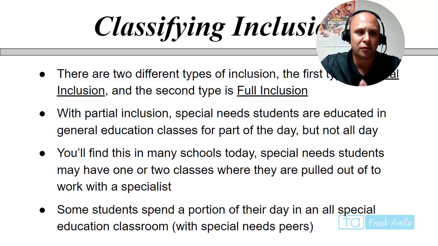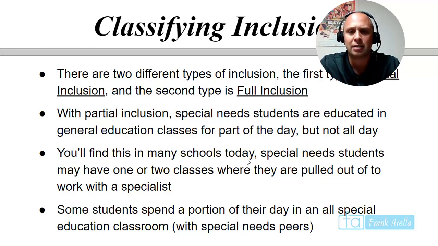I think we went over that. You'll find in many schools today, special needs students may have one or two classes where they're pulled out to work with a specialist, like the reading specialist. That would also be a partial. Some students spend a portion of their day in an all special education classroom with special needs students. I forget the word for it, but there's a special name for a room where special needs students are in the same room with the same teacher all day. It's not a pull-out replacement, and it's not a resource room.